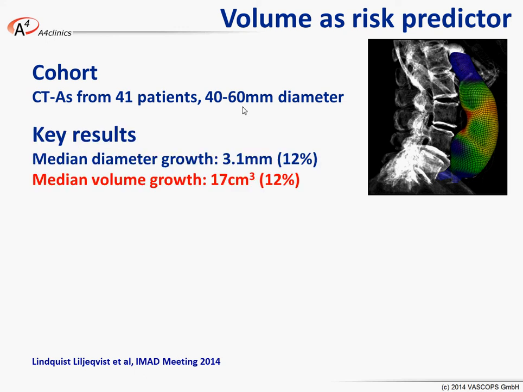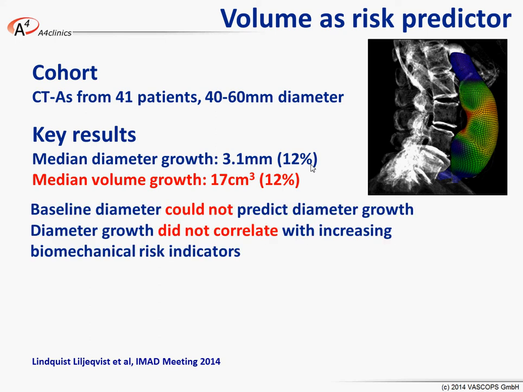Now, one key result of this study was that median diameter growth was 3.1 millimeter per year, so that's the expected measure and corresponds to 12%. Volume growth was 17 cubic centimeter per year, also corresponding to 12%. So it's not surprising that the relative growth of these two measures are similar, because these two geometrical measures are linked. However, the more important results were that the baseline diameter could not predict diameter growth.